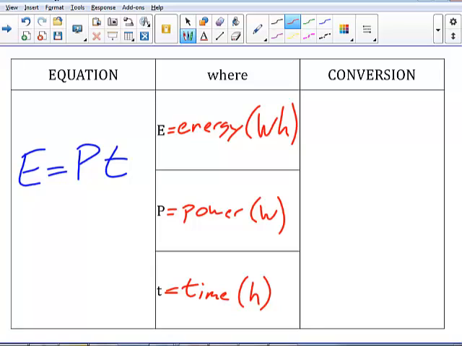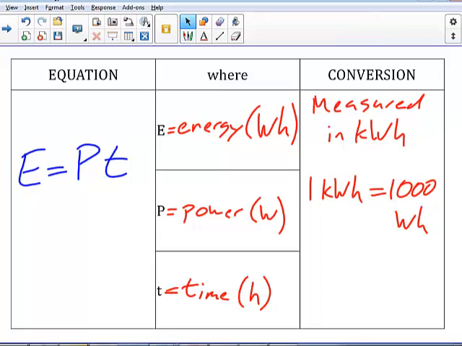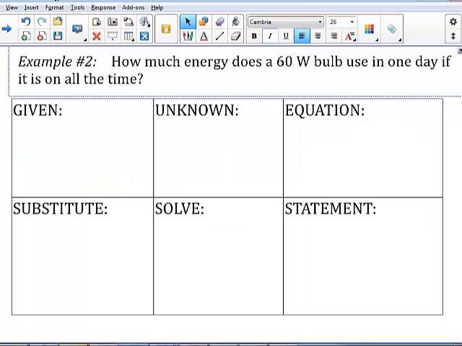Now typically things are measured in kilowatt hours. So we're going to have to be comfortable doing this conversion. Now what is that conversion? Well, we know that 1 kilowatt hour is equal to 1,000 watt hours. So an example of how to use this equation.